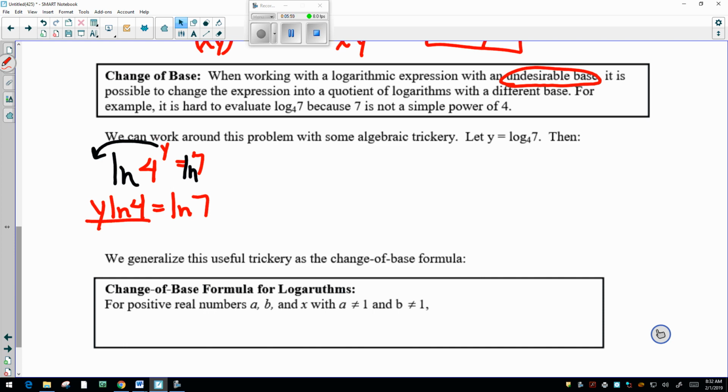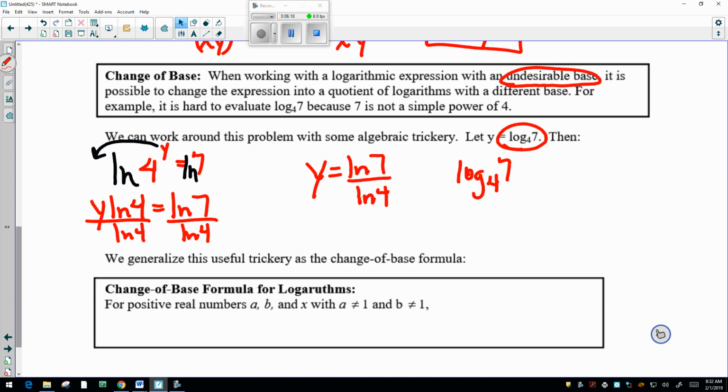I want to solve for y, so to get y by itself, I'm dividing through by the natural log of 4. And so now I have the natural log of 7 over the natural log of 4. So think about where this came from. This is the equivalent expression to log base 4 of 7. So a nice little shortcut I like to think to myself is, whatever log base I want, log base 10, log base 2, log base whatever, the numerator log comes from the big number, whereas the denominator log comes from the base.